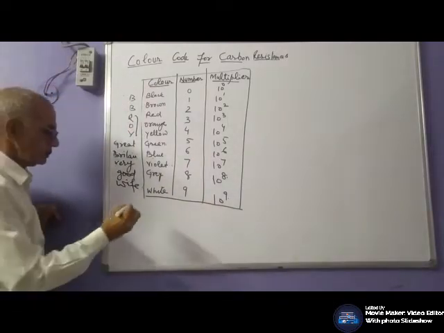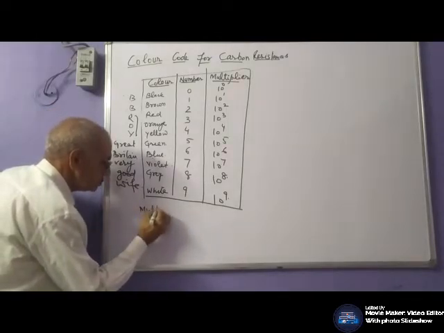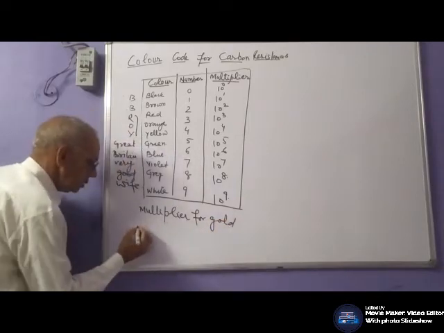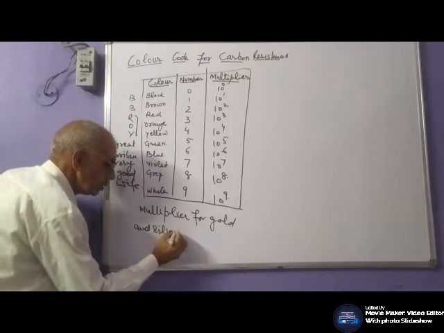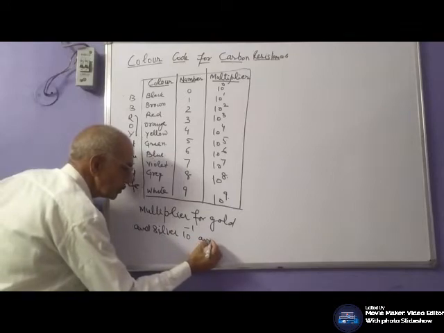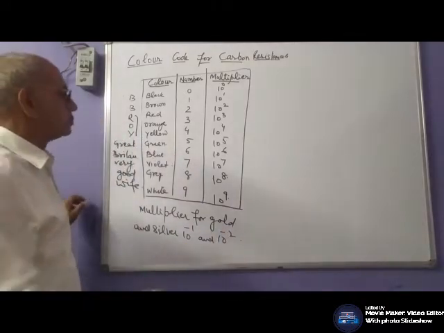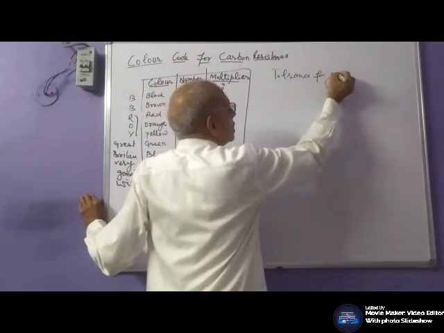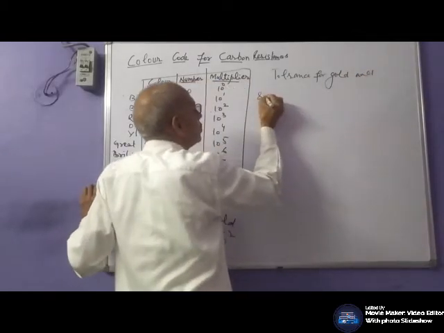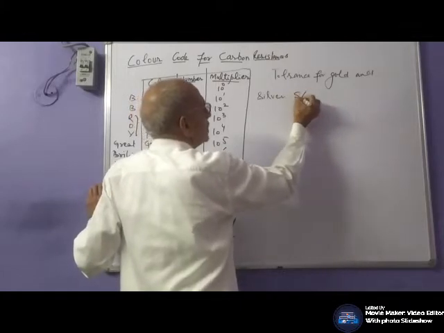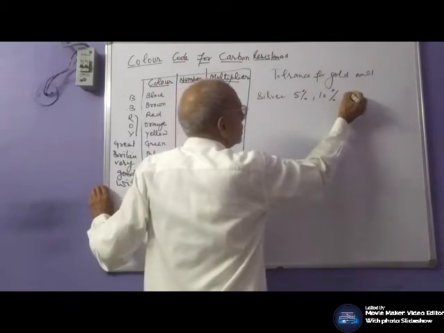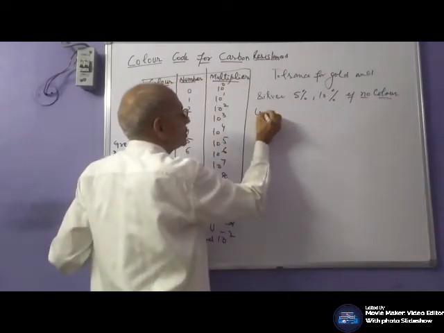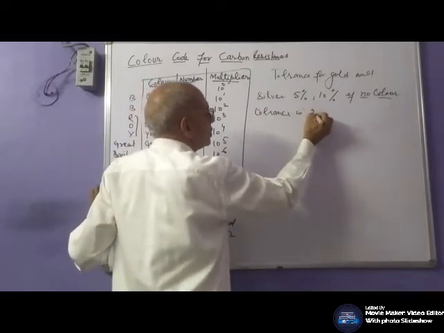There are two more colors, gold and silver, as multipliers: 10 raised to power minus 1 and 10 raised to power minus 2. Tolerance for gold and silver is 5% and 10%. If there is no color, the tolerance is 20%.